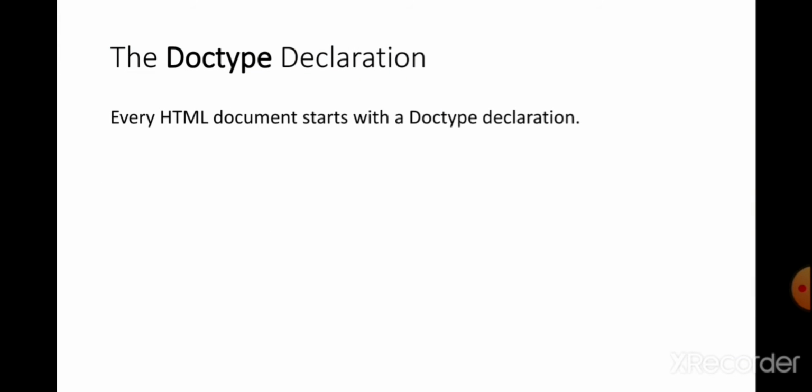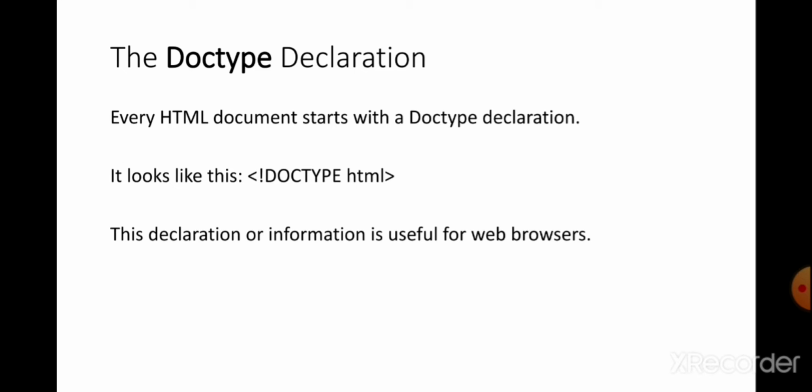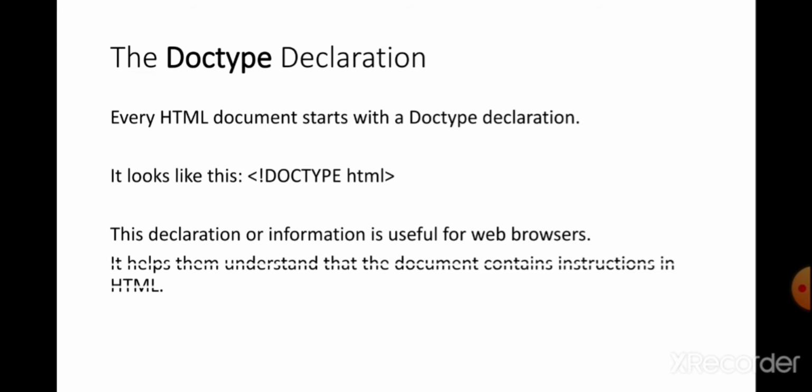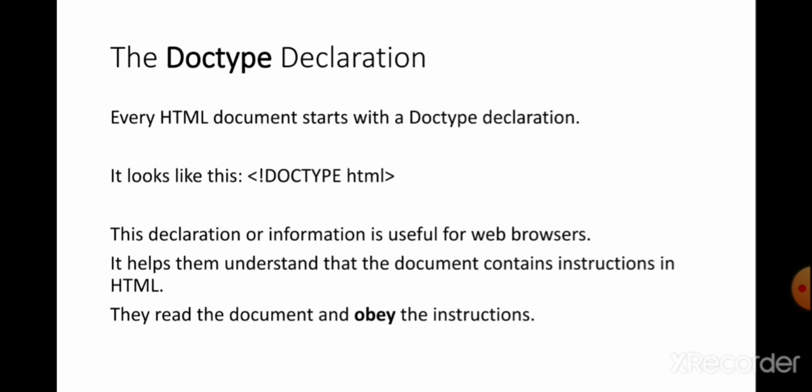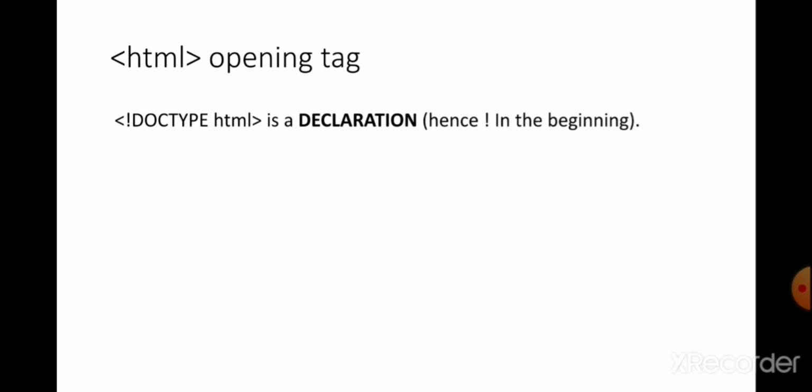Every HTML document starts with a doctype declaration. It looks like this. This declaration, or piece of information, is useful for web browsers. It helps the browsers understand that the document contains instructions in HTML. The browsers read the document and obey the instructions. Doctype is a declaration, hence the exclamation point at the beginning.